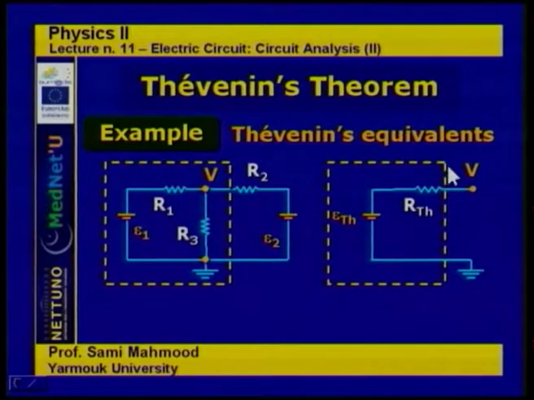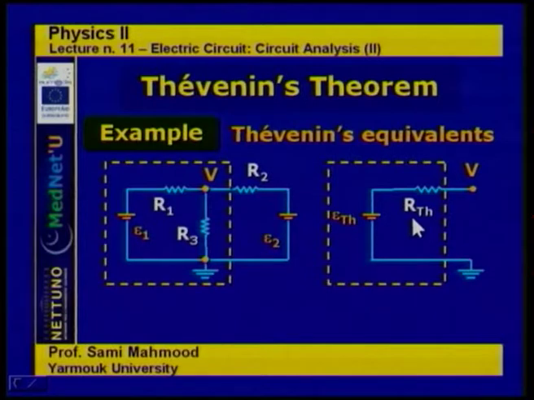The terminals are free. So this is the equivalent circuit, free terminals, and inside the black box, instead of having all this number of resistors and electromotive forces, we consider that they are equivalent. Everything here is equivalent to a single electromotive force, epsilon Thevenin, and a single resistance, R Thevenin, in series.